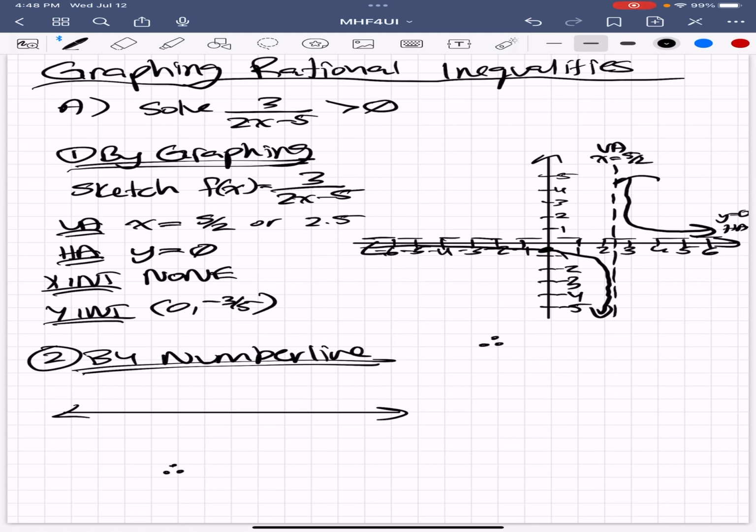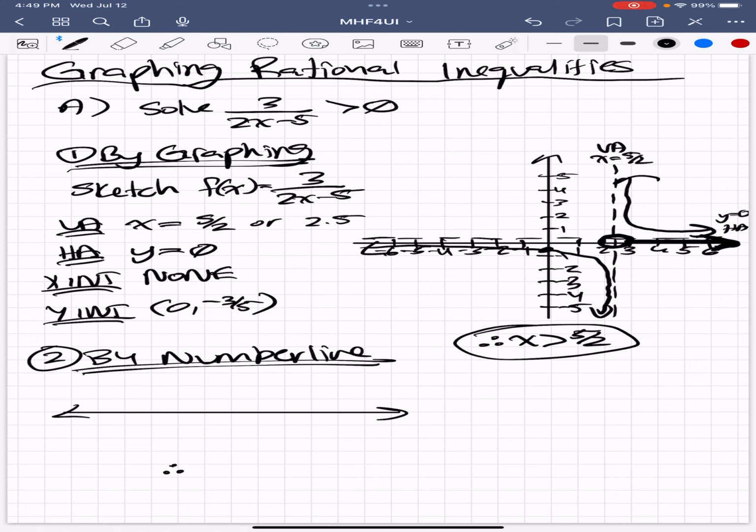As I can see here, it is greater than 0 after the VA, which is x equals 5 over 2. So we're going to do an open circle, and we're going to outline. So x greater than 5 over 2 is our answer. As you can see here, we did an open circle. We indicated that when x is greater than 5 over 2, it is greater than 0. So we indicated our answer here.